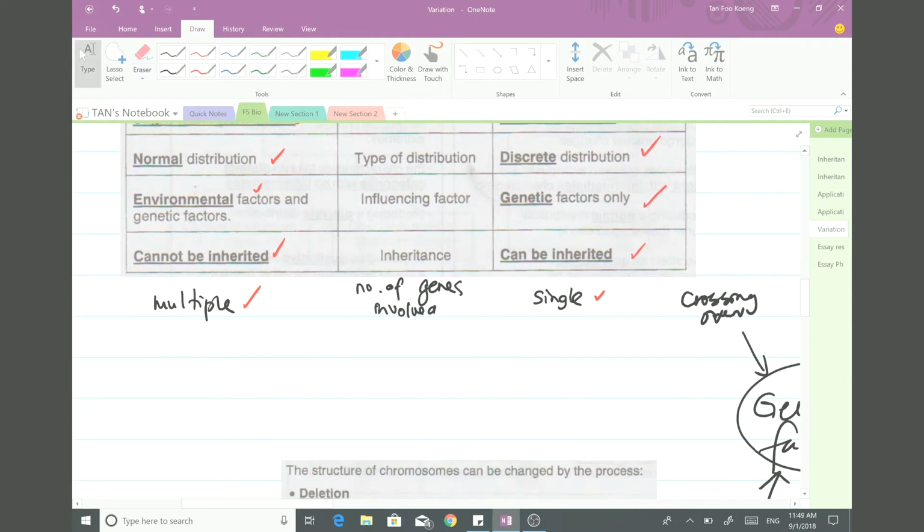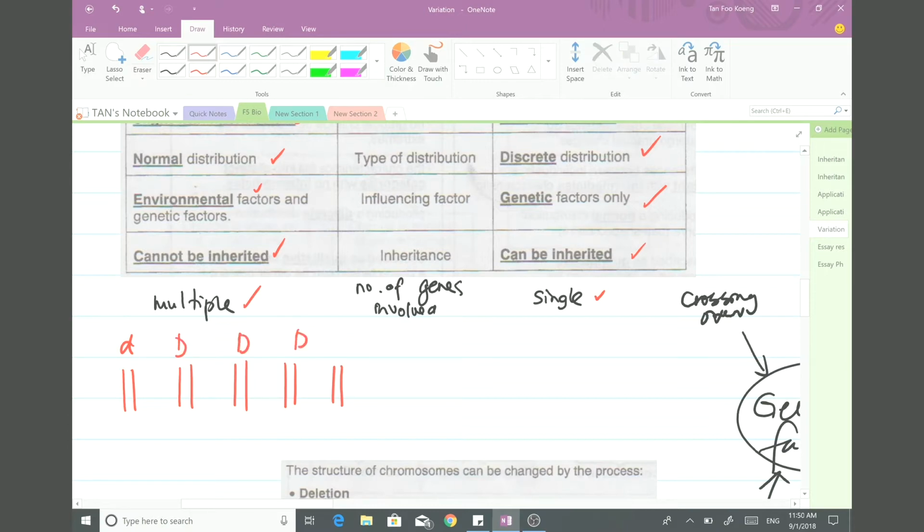Now, for example, let's say there are five genes that determine the height of our body. So if you have all 5 dominant genes, then you will be extremely tall. However, if you have all recessive genes, then you will be extremely short. Then what will happen if you have 4 dominant and 1 recessive?